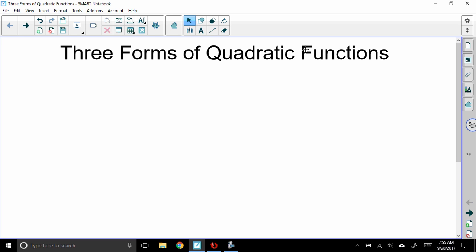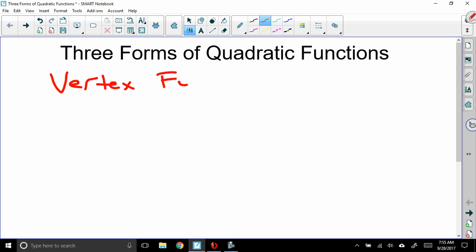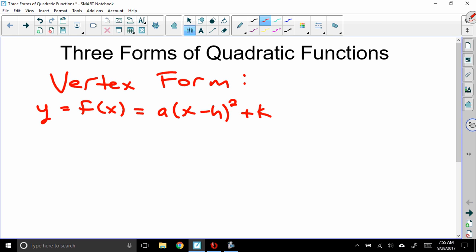We're going to be looking at 3 forms of quadratic functions, one of which we've already seen. So we'll just review the first one. The first one is called vertex form. We've seen it. We should know it, but just a nice recap of it. It says y, or f of x, is equal to a times the quantity x minus h, the quantity squared, plus k.